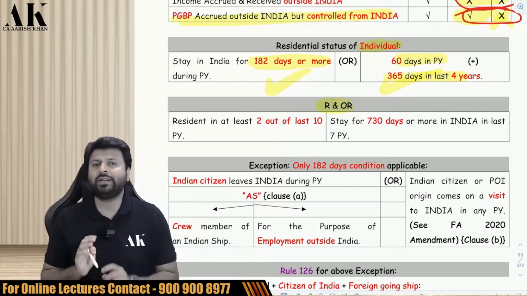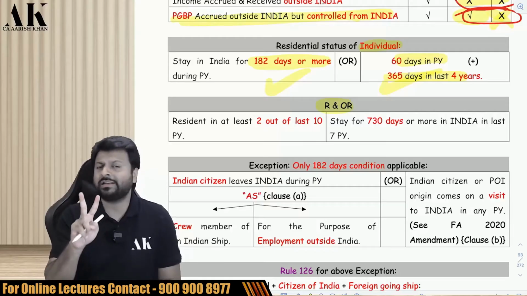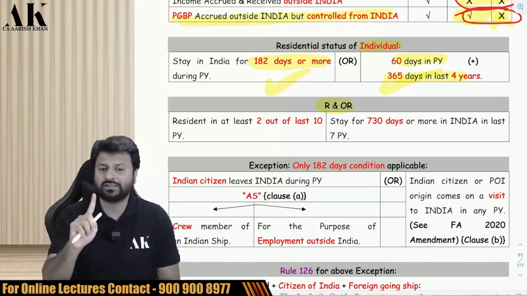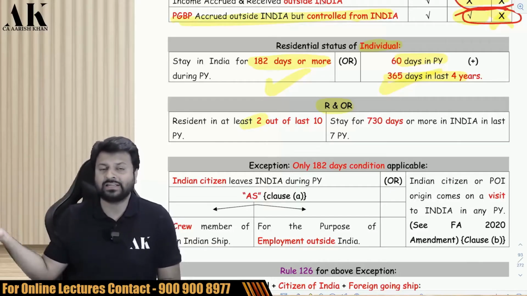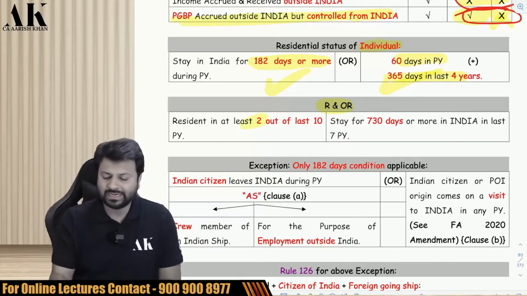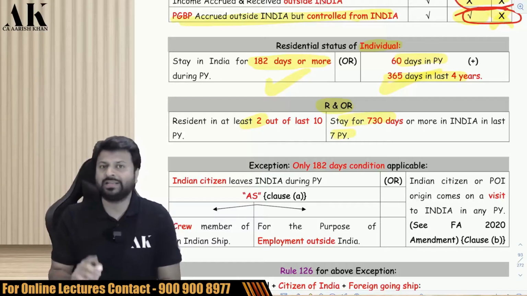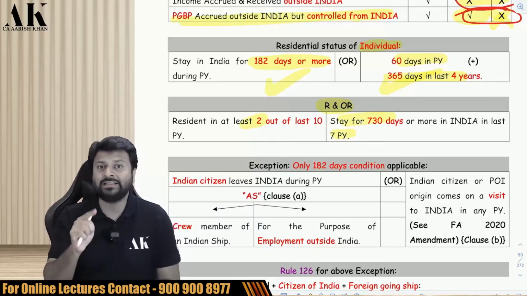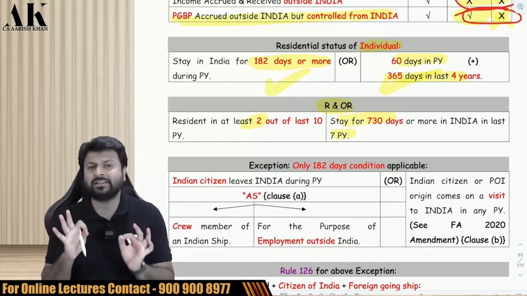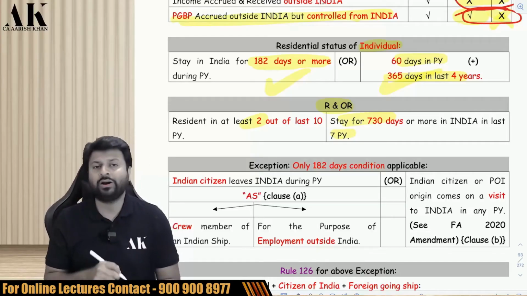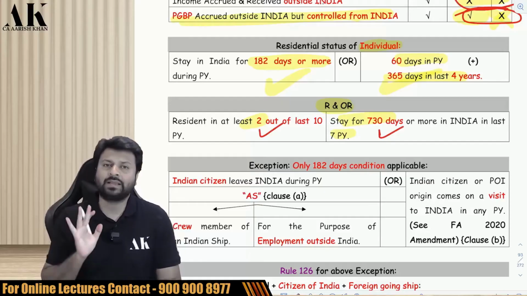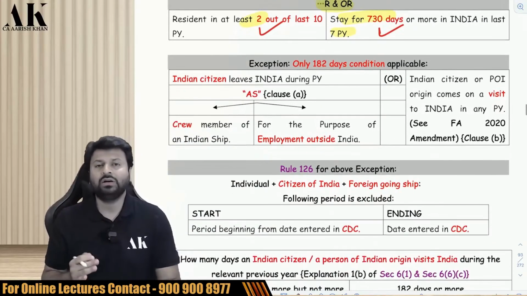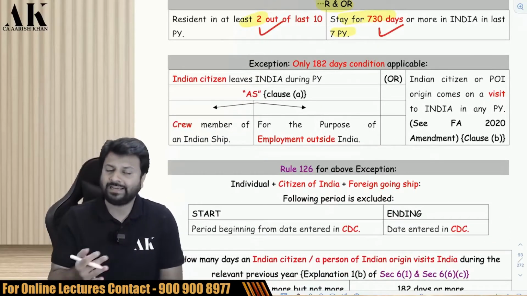Now, how will he become ordinary resident? For becoming ordinary resident, he has to fulfill two additional conditions. First, out of the last 10 years, he should be resident in at least 2 years. And in the last 7 years, he should have been in India for at least 730 days. So if he wants to be ordinary resident, he has to fulfill both conditions. Then he will become ordinary resident.